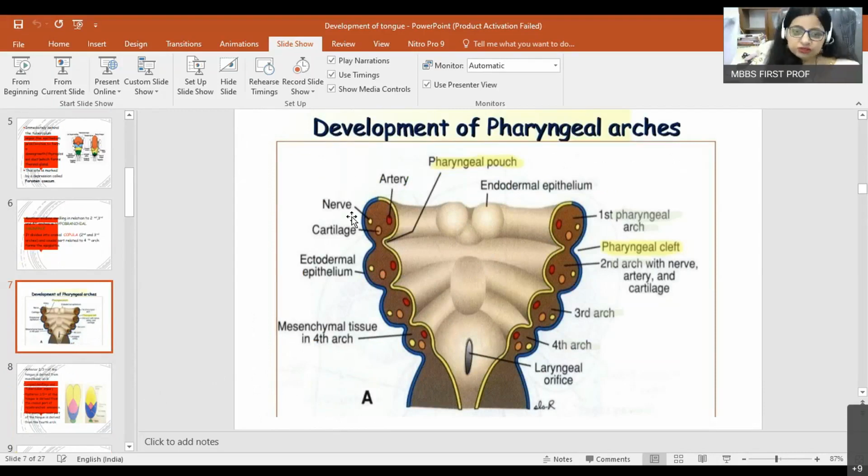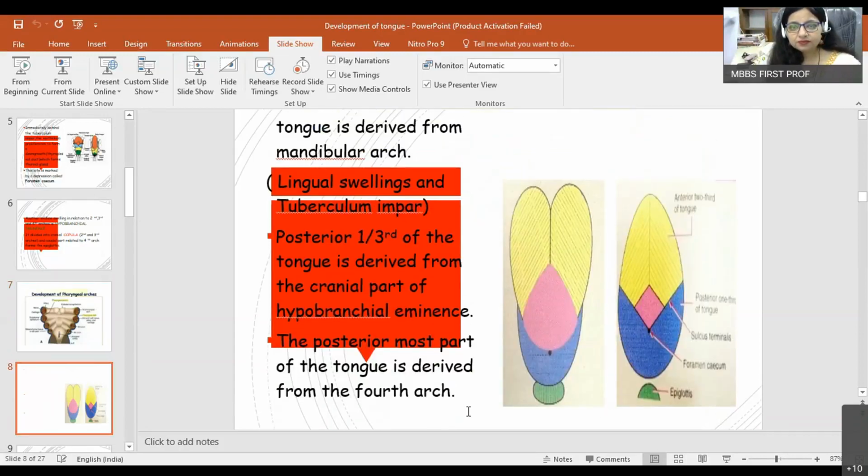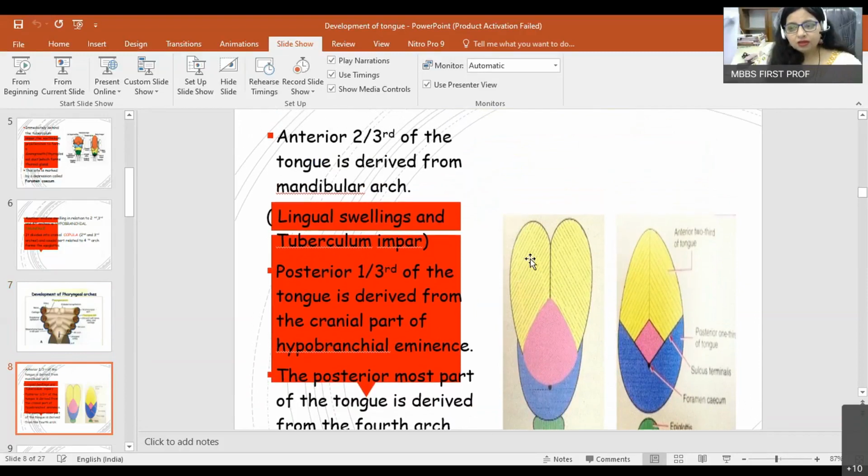Now, what are these three structures here? Red, yellow, and orange. Can anyone tell me what they are? Arteries, nerves, and cartilages of the arch. Okay, yes. And this nerve is very important. We'll talk about it in the further slides, but here it is a diagrammatic representation. You can draw this diagram when you are asked to draw in the exams.